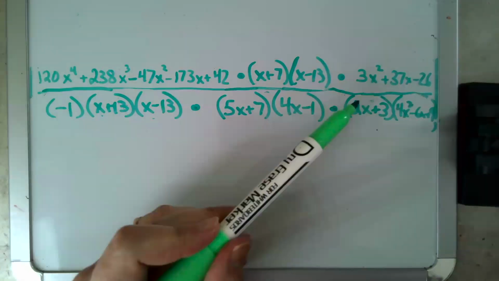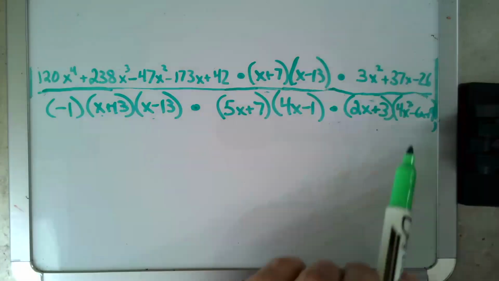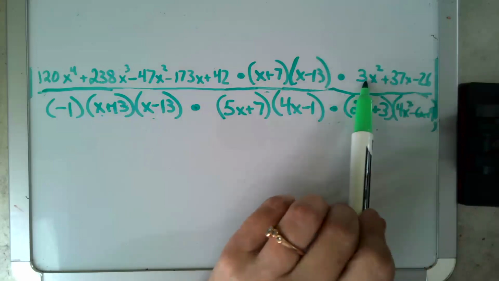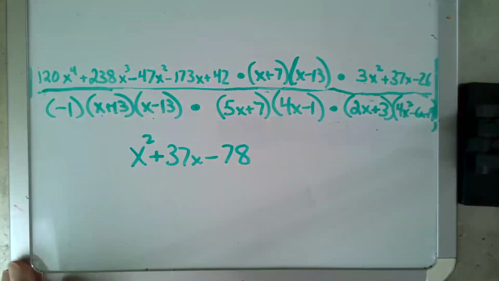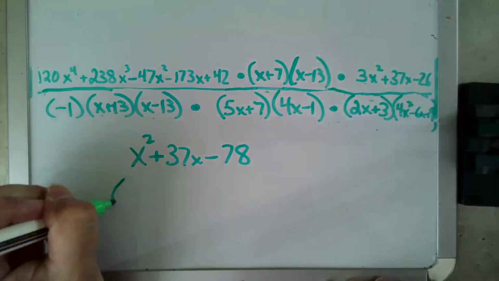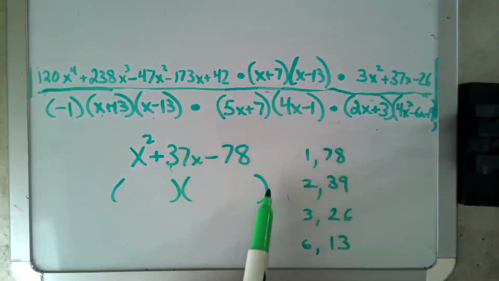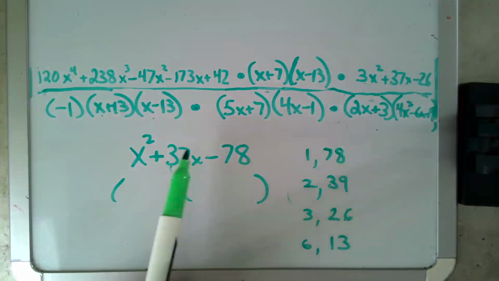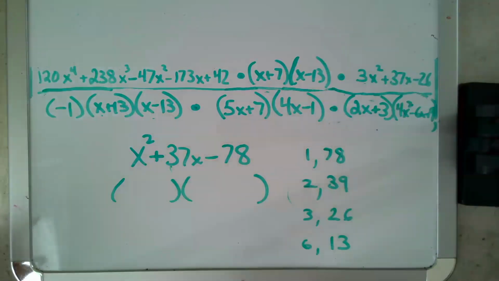Okay, next up, we've got this monster. So let's go ahead and use our AC method again. We're going to start by rewriting this, omitting that A, but multiplying it into the C. I'm going to go ahead and factor that guy. Okay, I'm looking to create that 37. I can see that's going to happen with my 2 and my 39. My middle term wants to be positive, so my 39 is the positive one.